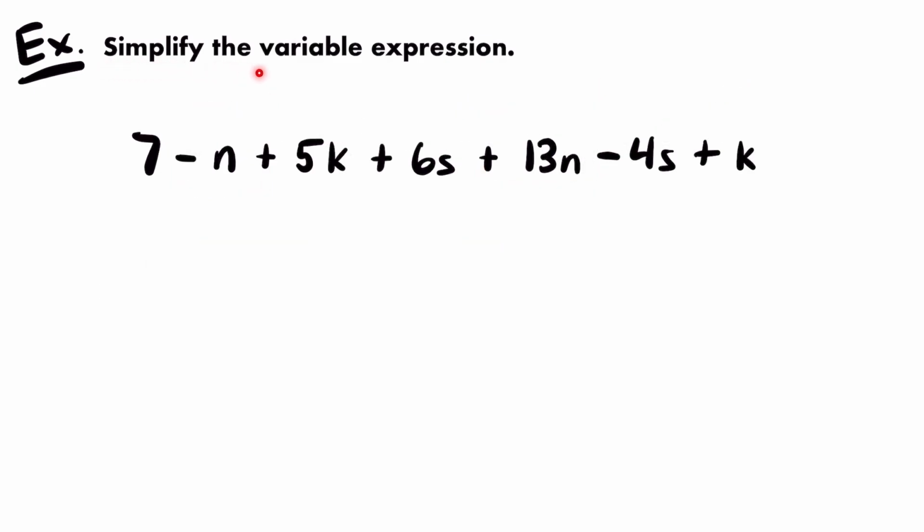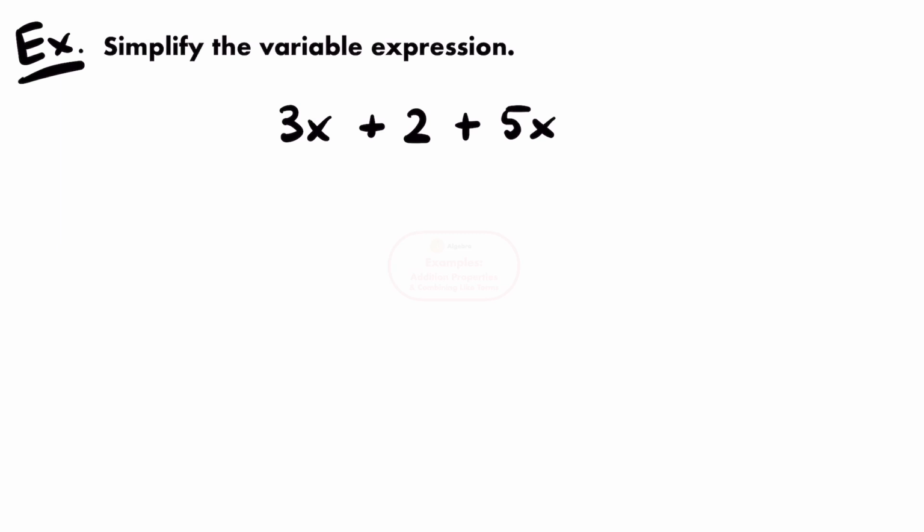Next up, we want to simplify another variable expression. This time we're working with some different variables, but the process will remain the same. Our variable expression is 7 minus n plus 5k plus 6s plus 13n minus 4s plus k. All right, so we don't have x's and y's in this case. We now have n, k, and s, but that doesn't matter. It doesn't matter what your variables are. As long as the variable part is the same between variable terms, they are like terms.